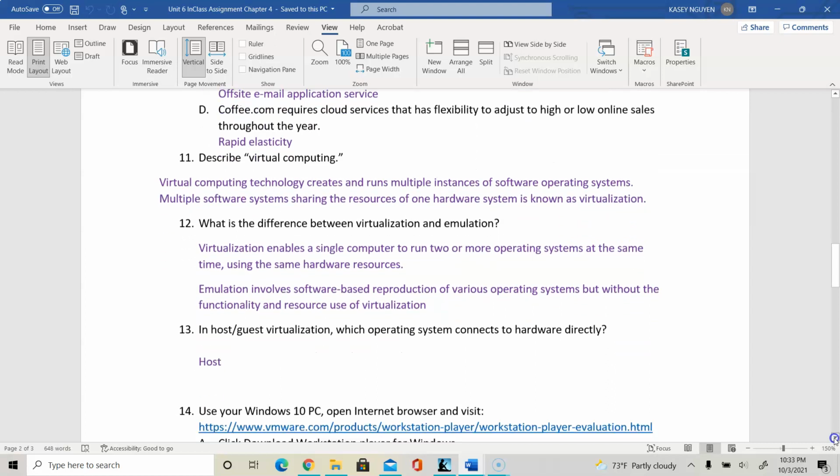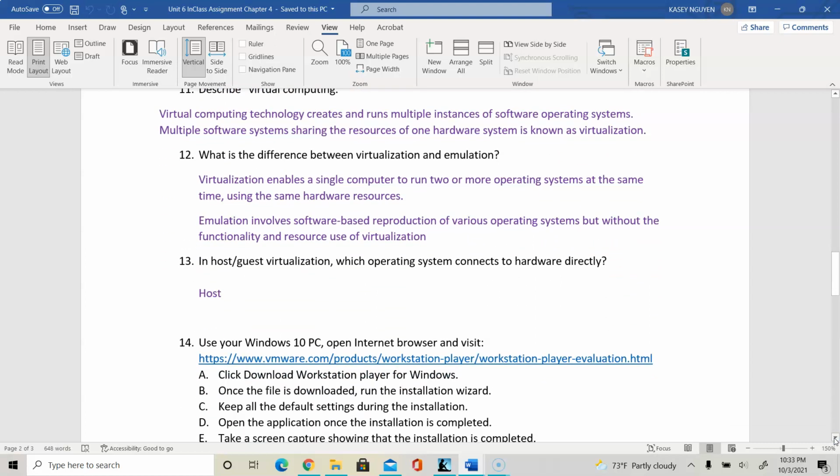And for 13, in host or guest virtualization, which operating system connects to the hardware directly? That will be your host machine. Your guest machine still uses the physical hardware, but it has a middle layer, so it requires the host in order to connect.